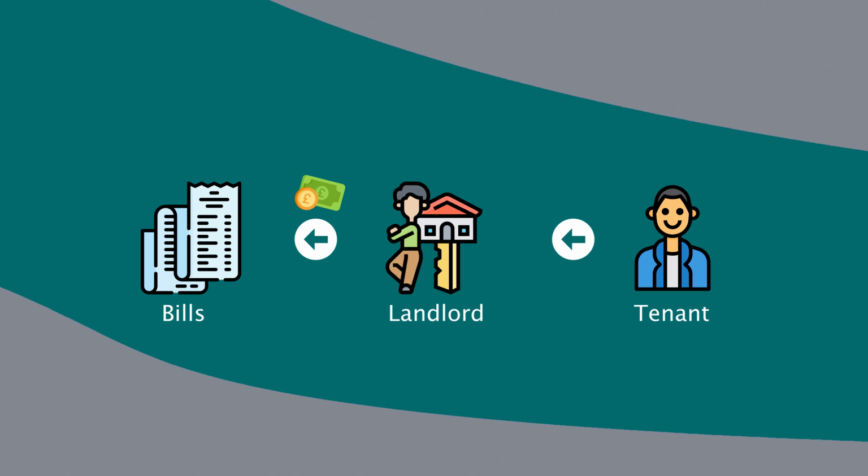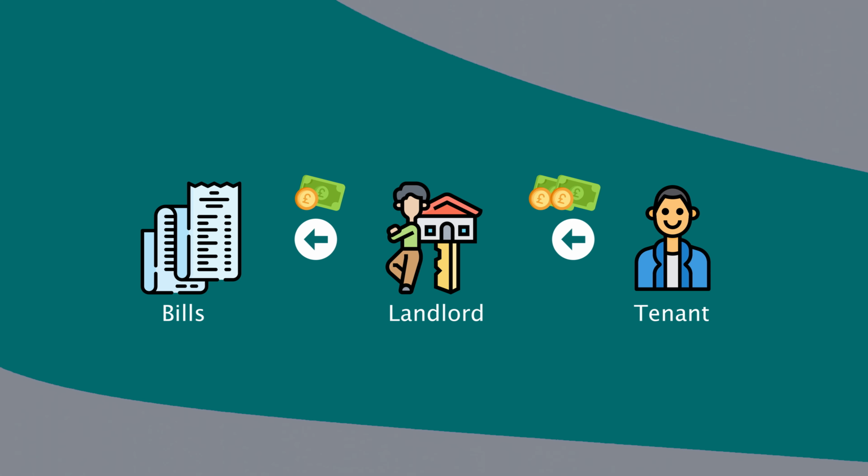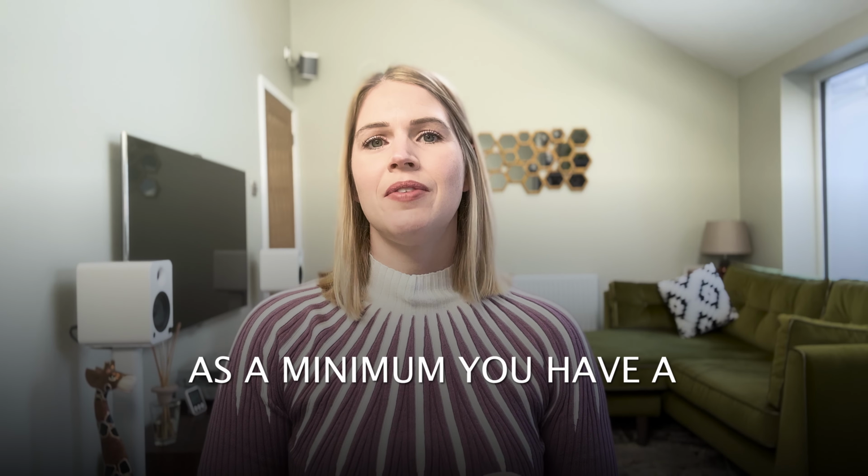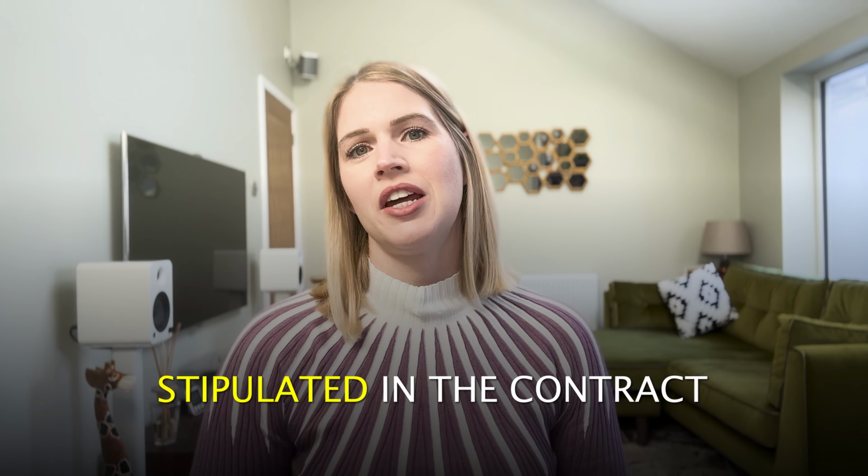Now, there's no regulation to stipulate how the landlord passes these onto you and how much you can be charged by the landlord. The landlord, for example, could choose to double the costs that they charge to you and put quite a hefty markup on there. So if the landlord is going to pay for the utilities and pass them on, you want to make sure that as a minimum you have a cost plus method stipulated in the contract.